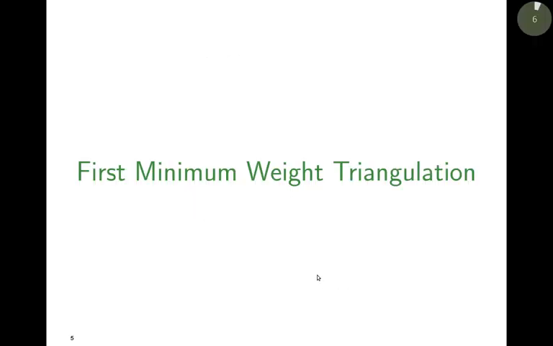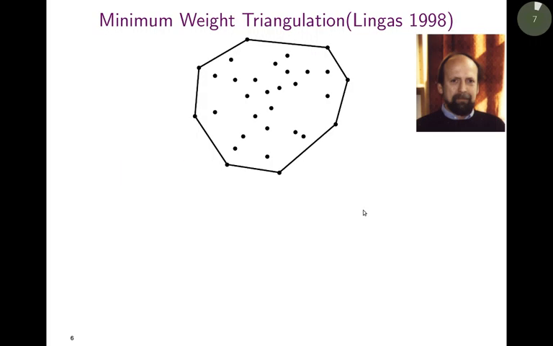Okay, let's start. Before I explain the algorithm to count triangulations, let's look at a problem which is very similar, namely minimum weight triangulations. Here the aim is to find a triangulation such that the total edge length is minimized. There's an algorithm of Lingas from 1998, which works as follows.